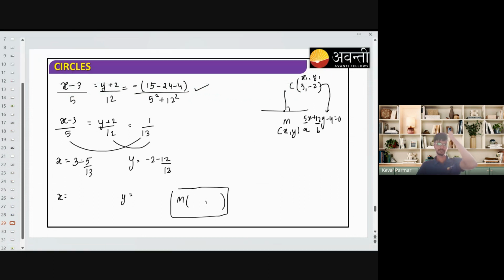So I think this will be 3 plus 5 by 13 and y is minus 2 plus 12 by 13. Now I think is it correct? 39 plus 5, 44 by 13, minus 26 plus 12, so minus 14 by 13. Now is it correct? Or did you do it by a different way? I think now it should be correct. Silly mistake we did. Is it correct now or did we make a mistake again?